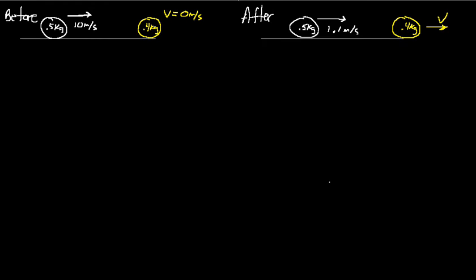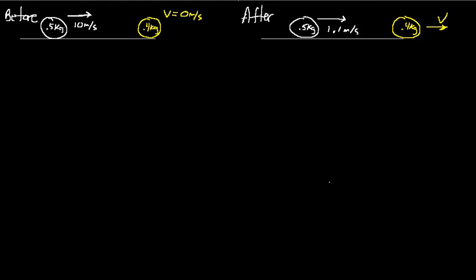Okay, we've got a conservation of momentum problem where two objects are going to collide, and you have a before and after. Let's look at it. On the left-hand side of your screen, before the collision, we have a 0.5 kilogram object moving at 10 meters per second to the right, and a stationary yellow 4 kilogram object just sitting still. That is the situation of our system before.